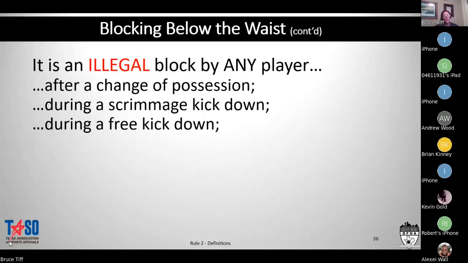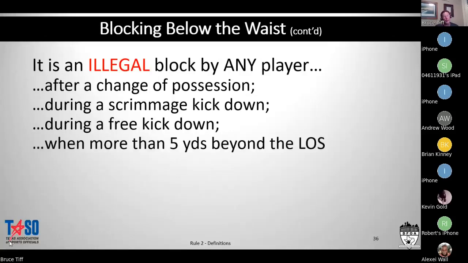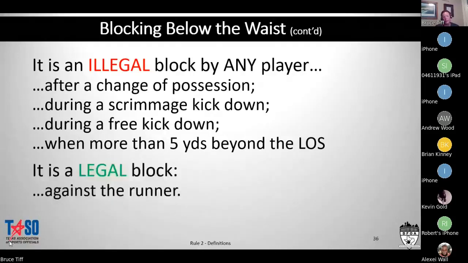Also, when more than 5 yards beyond the line of scrimmage. It used to be that it could apply to Team A and not Team B, but now the good news is that this also applies to all the players on the field. Once the ball is 5 yards beyond the line of scrimmage, there is nobody blocking below the waist. It is a legal block against the runner. I mean, that's pretty much common sense. You can contact the runner below the waist. And we're going to talk a little bit more about blocking below the waist as it pertains to Team B as well.